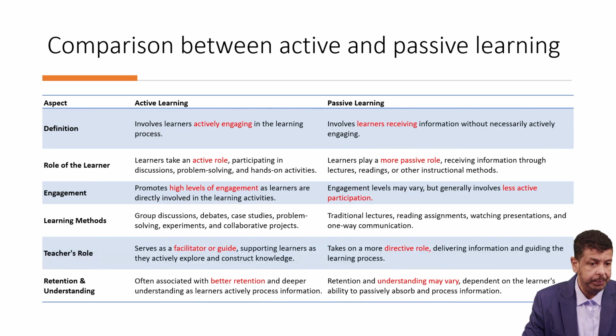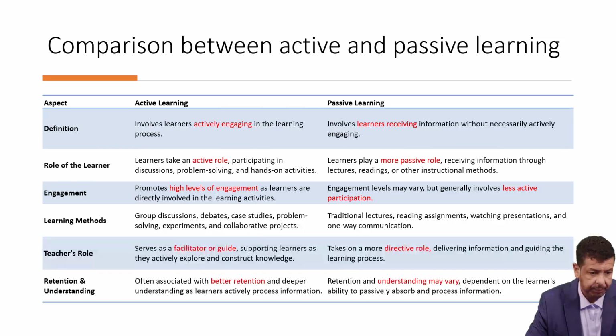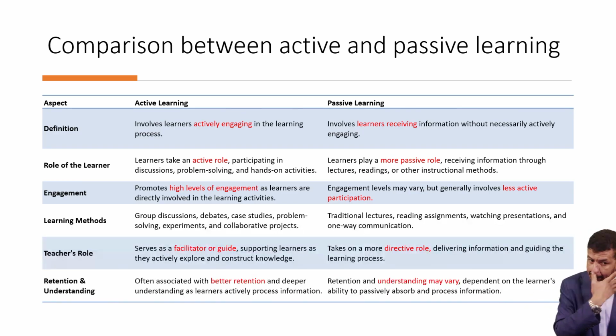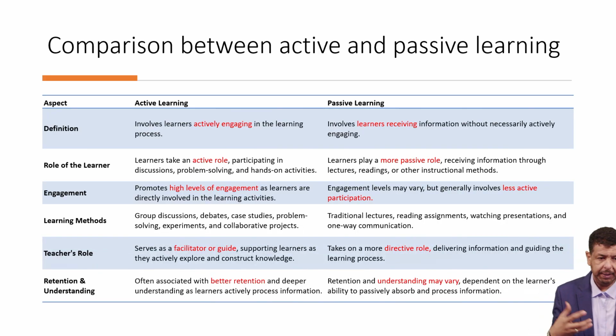In active learning, you should be engaged with the material. This is very important. You should have an active role in study. There should be a high level of engagement. And you should work in a group using debate, case study, and problem-based learning. And the role of the teacher here is the facilitator, not a directive role. And studies show that there is a very strong and better retention of the information. So please focus on the left side of the screen, and you can stop the video to see the comparison between both.